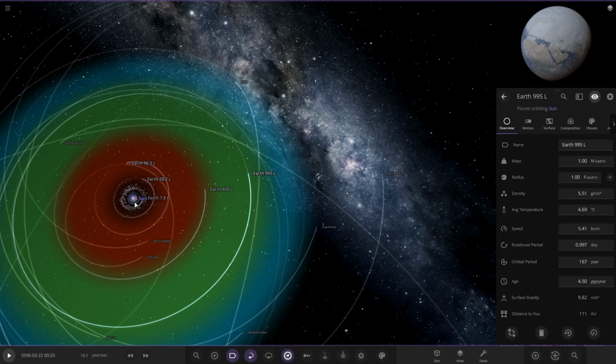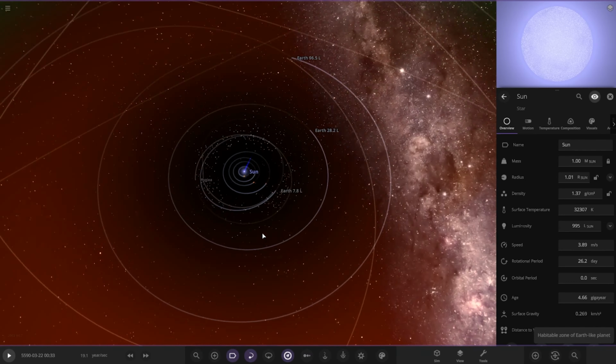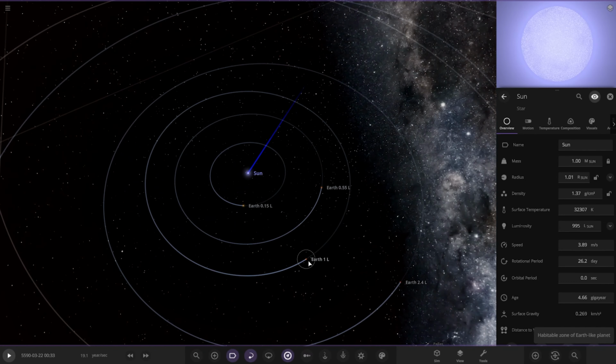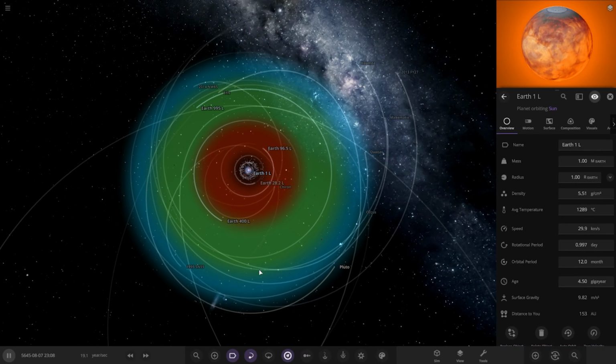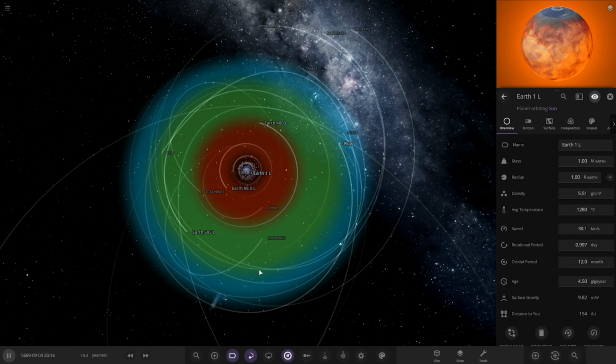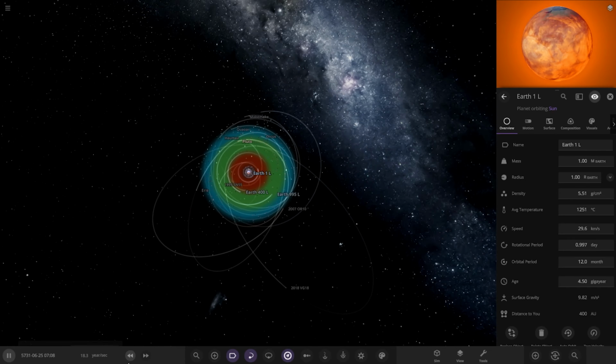There you go. So if we look back at the original Earth here, the original Earth would be at 1200 degrees for Earth around Neptune to be habitable. So there you are.